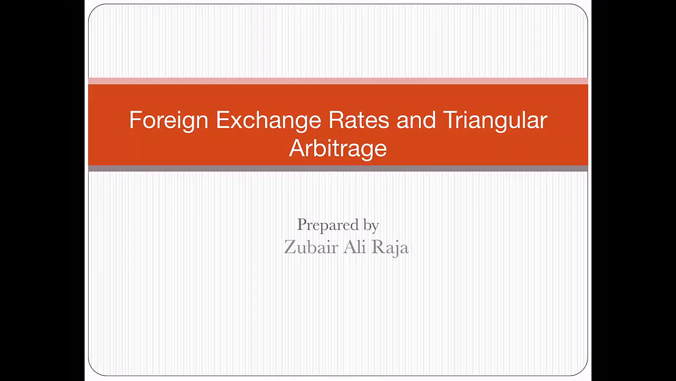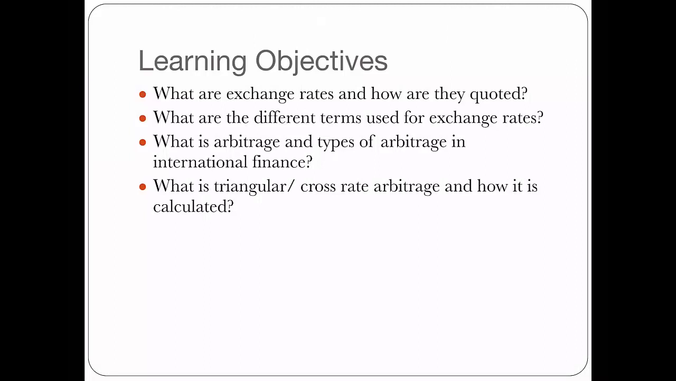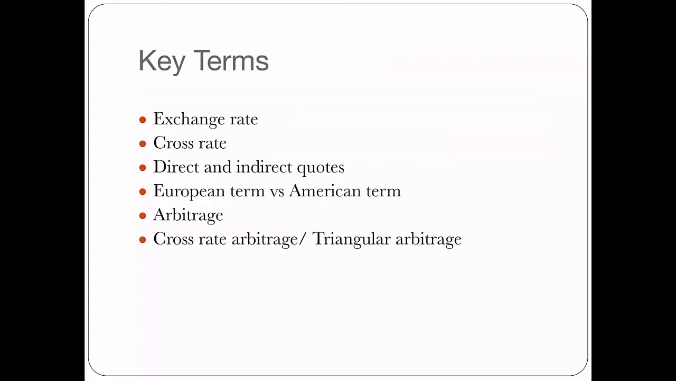As I have just mentioned, this is the lecture about foreign exchange rates and arbitrage, but the main arbitrage is the triangular arbitrage, which we will study over here. The learning objectives are: what the exchange rate is and how it is quoted, and what the different terms used for the exchange rate are. For example, you might have heard about the direct exchange rate, direct quote, and indirect quote. So we'll talk about them. What is arbitrage and what are the types of arbitrage in international finance? And finally, what is triangular arbitrage?